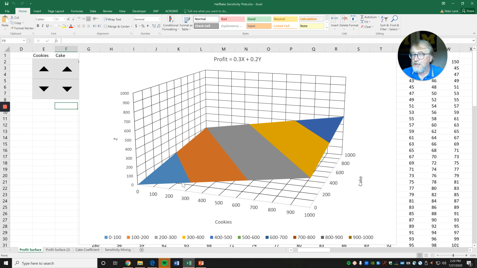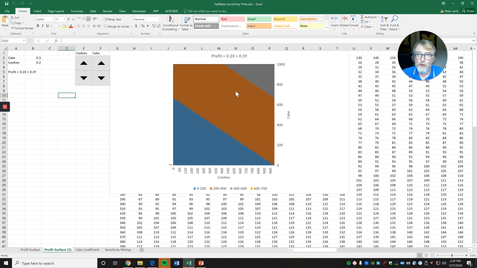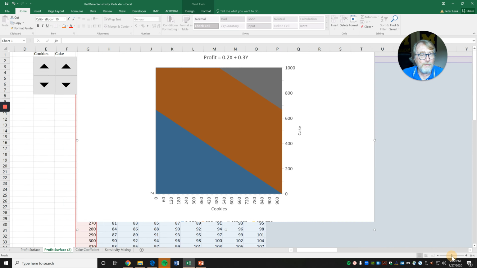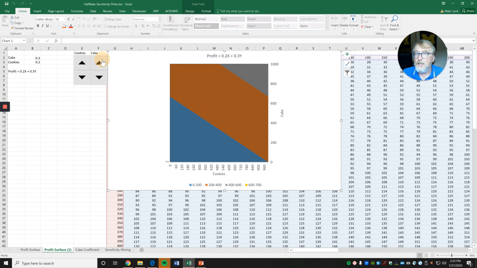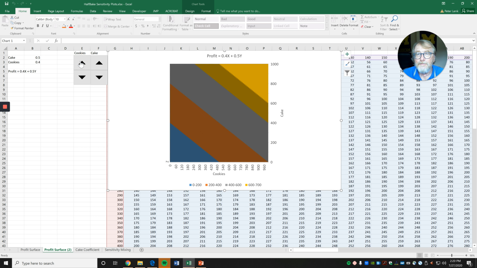Now, if instead of a surface plot I look at a contour plot, this is the contour plot, 0.2 and 0.3. Should make it a little bit bigger. Oops, a little bit too big. Oh well. As I change the coefficients, you'll notice that the slope of the contour lines is changing. And that's key in understanding what those allowable increases and decreases are doing to you.